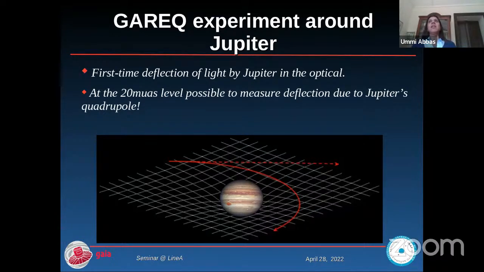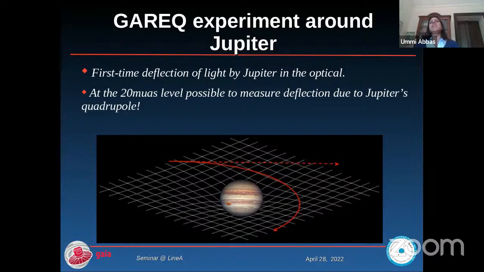The first deflection that has been obtained close to Jupiter has only been in the radio, from the VLBI measurements. In the radio measurements they looked much further away and obtained a signal of the order of a few hundred microarcseconds. In this case, we are talking of obtaining a signal at the level of several milliarcseconds. And at the end of the nominal mission, even at the 20 microarcsecond level, we would be able to measure the deflection signal due to Jupiter's quadrupole, which is the much more challenging one.